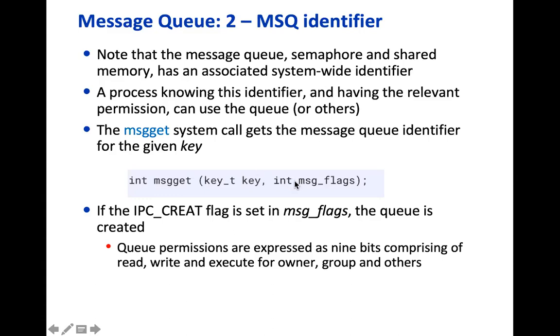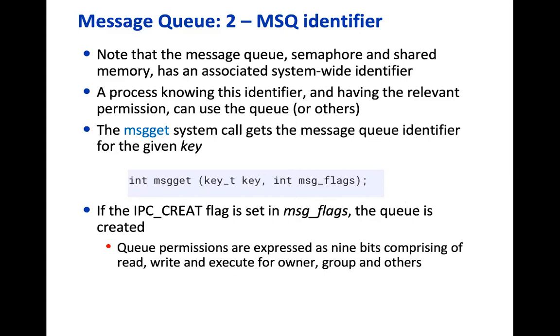And then other flag values. This is an integer corresponding to different flags, right? So there may be multiple flags. One flag is the IPC create flag. When it's set, then the queue is created. Then other flags could correspond to read, write, execute, or whatever. So now when we execute this, a message queue is created and its ID is provided.